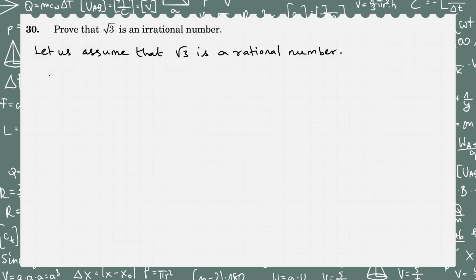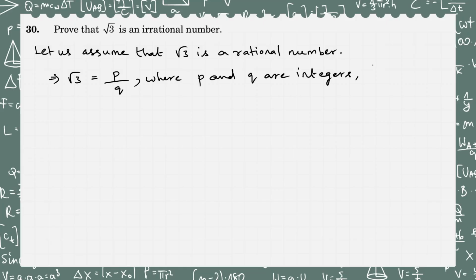So this also we can write the same way. That implies root 3 equals some p by q, where p and q are integers, q is not equal to 0, and p and q are coprime. So now let us see what will happen.